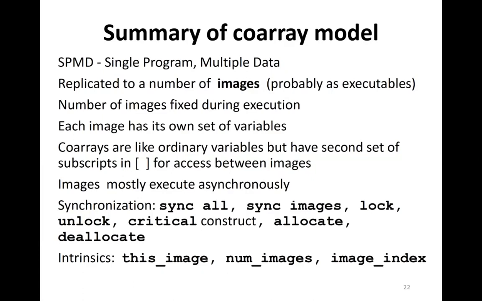The synchronization statement, sync all, is the easiest and simplest one, which just synchronizes all images. You can sync images, which means you sync a specified set of images. There's the lock and unlock feature, and the critical construct, where one piece of code is executed only on one image at a time. And allocate and deallocate, which I'm going to talk a bit more about in a moment. And there are intrinsics for finding out which image you are, finding out how many images there are, and for finding out the particular image index you've got.